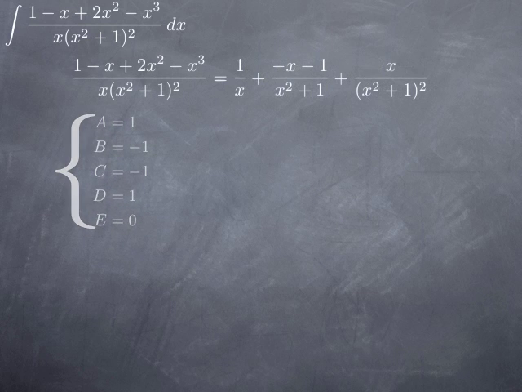So that means that we can replace the coefficients by these values in our decomposition into partial fractions, and this is what we obtain: 1 over x plus negative x minus 1 over x squared plus 1 plus x over x squared plus 1 squared. And so this is what we want to integrate.